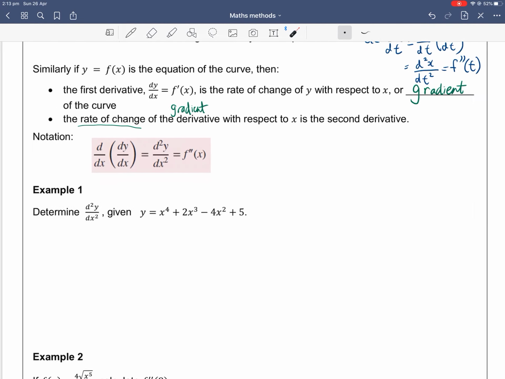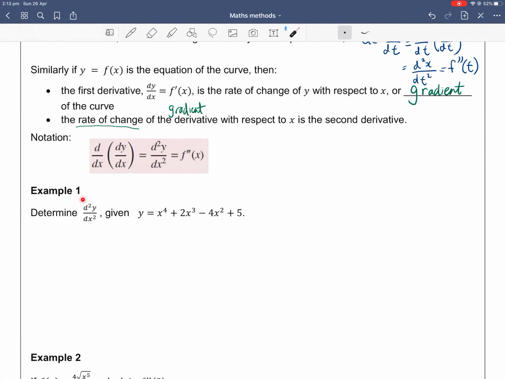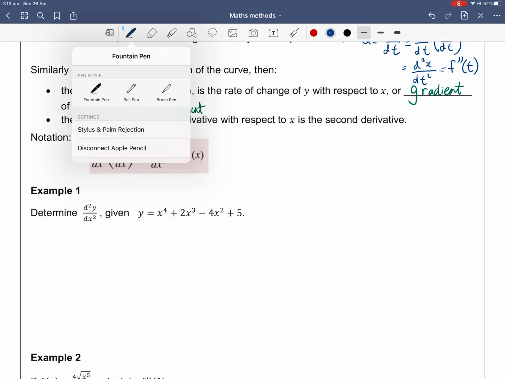Okay, so now let's have a look at example 1. It says work out d²y/dx² given y equals that. So this notation is saying, because the power is 2, we need to work out the second derivative of the function y with respect to x.